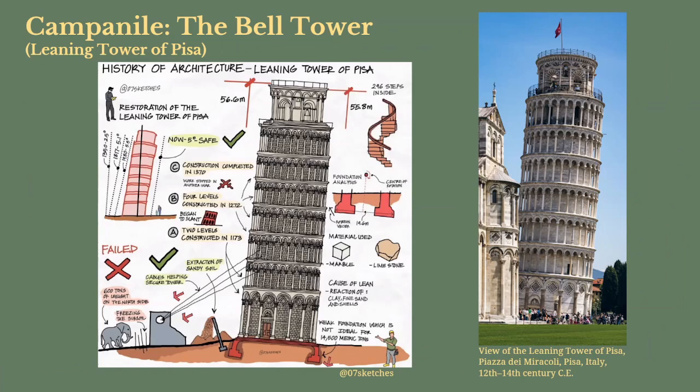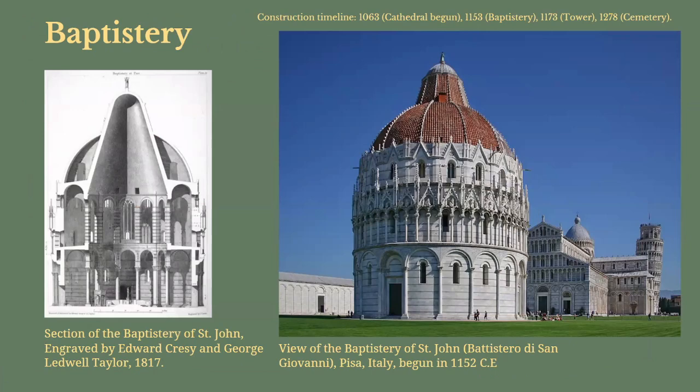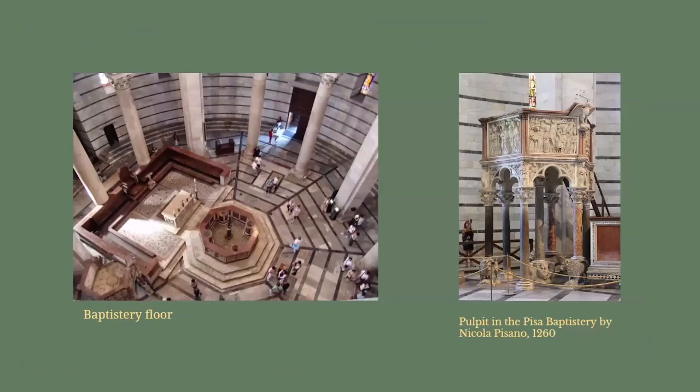And then comes the baptistery. The baptistery mirrors the Romanesque style of the cathedral, with arcades and decorative columns. Like the tower, it also leans slightly due to the unstable ground, but not very significantly, but kind of. And inside, its domed roof creates remarkable acoustics, amplifying sound in a unique way. This fusion of Romanesque structure with Gothic decoration makes it an important transitional building.